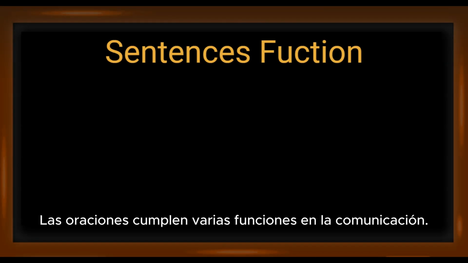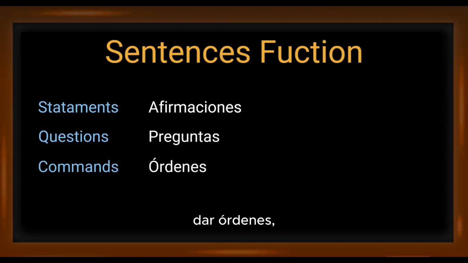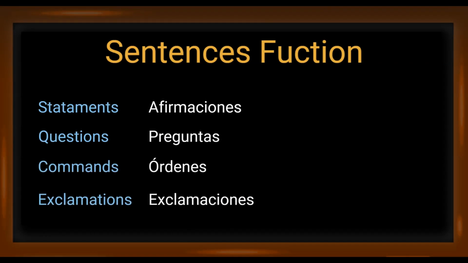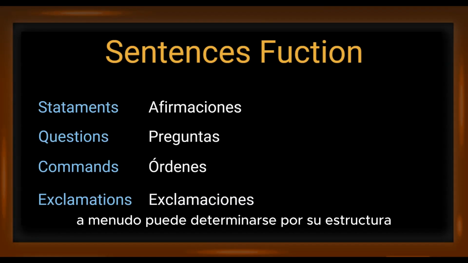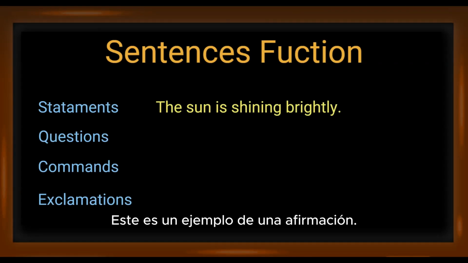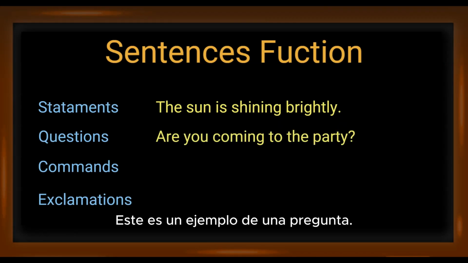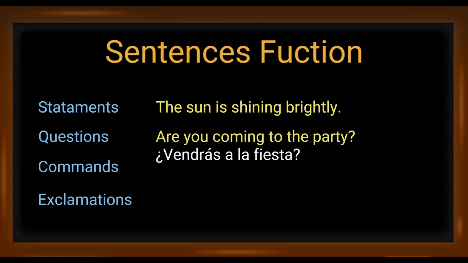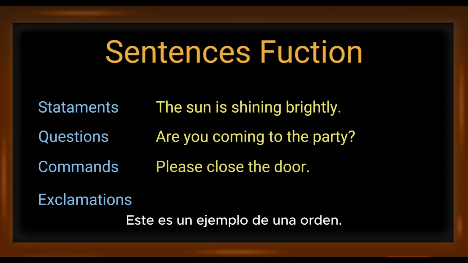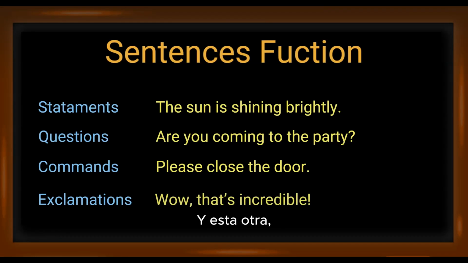Sentences fulfill various functions in communication, including making statements, asking questions, giving commands, or expressing exclamations. The function of a sentence can often be determined by its structure and the choice of words. This is an example of a statement. The sun is shining brightly. This is an example of a question. Are you coming to the party? This is an example of a command. Please close the door. And this other one is an example of an exclamation. Wow, that's incredible.